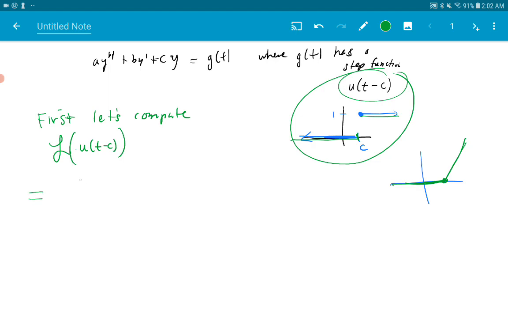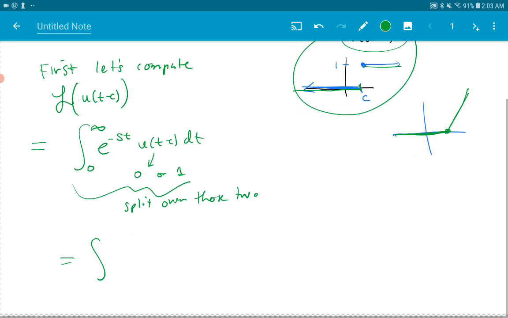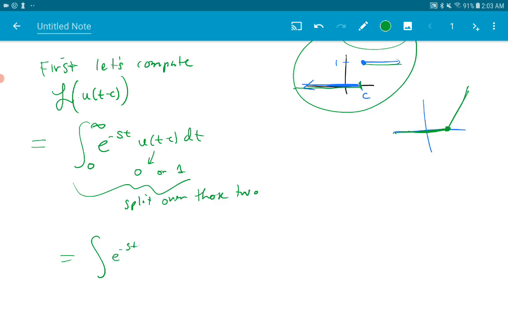Remember the definition of Laplace transform is the integral from 0 to infinity, e to the negative st times whatever this function is, dt. Okay, so remember, u of t minus c is either 0 or 1. So what we'll do is split this integral up over those two possibilities. In other words, this will equal the integral of e to the negative st times 0 when it's 0, plus the integral of e to the negative st times 1 when it's 1.